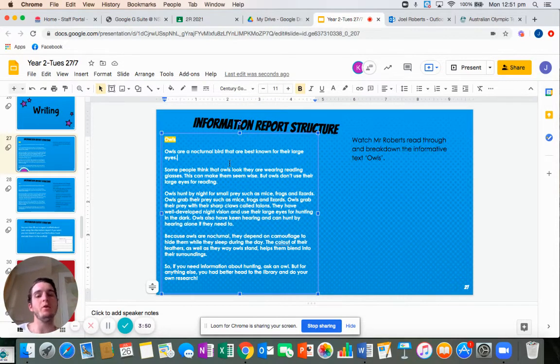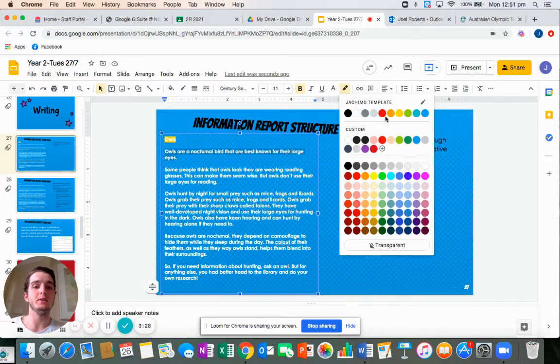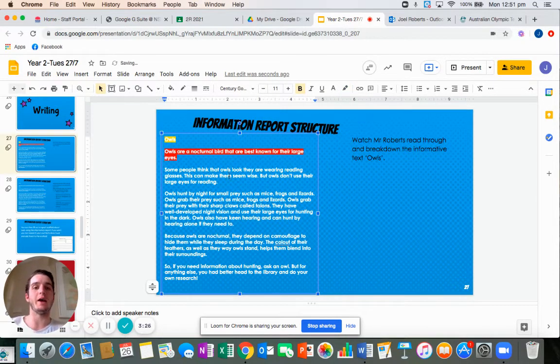What this is, is a classification. Okay? And what we use classification for is it introduces the text to us. So we have owls are a nocturnal bird. That is classifying exactly what an owl is. It's a bird and it's nocturnal, which means that it sleeps during the day and is awake at night. So it's a great way to introduce what your informative text is about. I'm going to highlight that one red. There's our classification. And it does say at the end they're best known for their large eyes. It is always good to throw in an interesting fact in that classification as well.